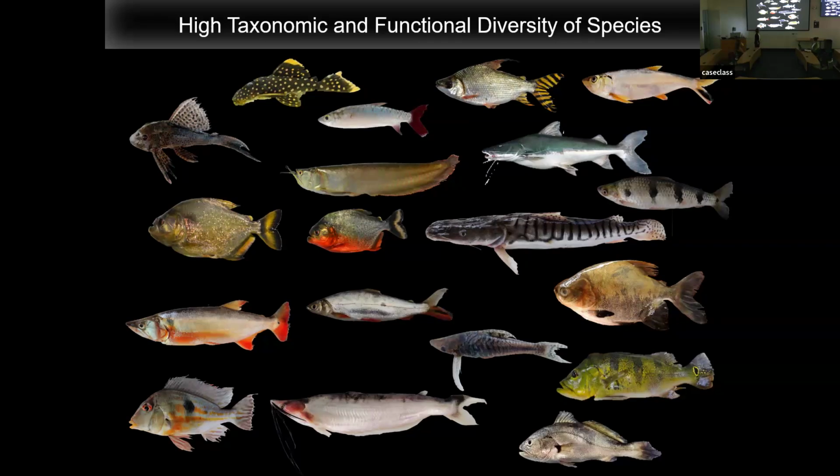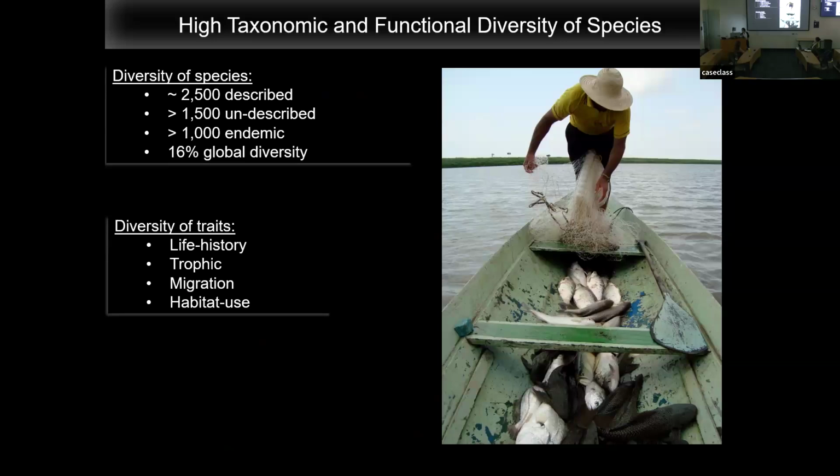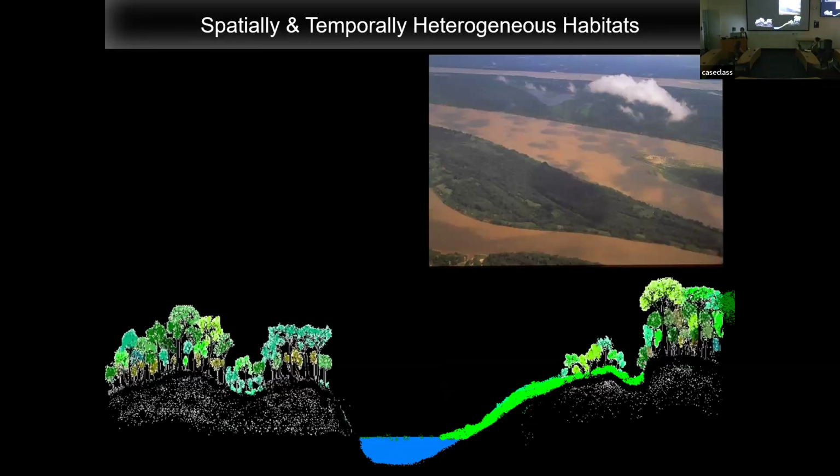One on Zoom. Yeah, so you might be aware that Amazonian rivers support the highest taxonomic and potentially the functional diversity of freshwater fish species in the world. So there are thousands of species described, many others still to be described, many endemic species. This fish fauna represents about 16% of the total fish diversity in the world.